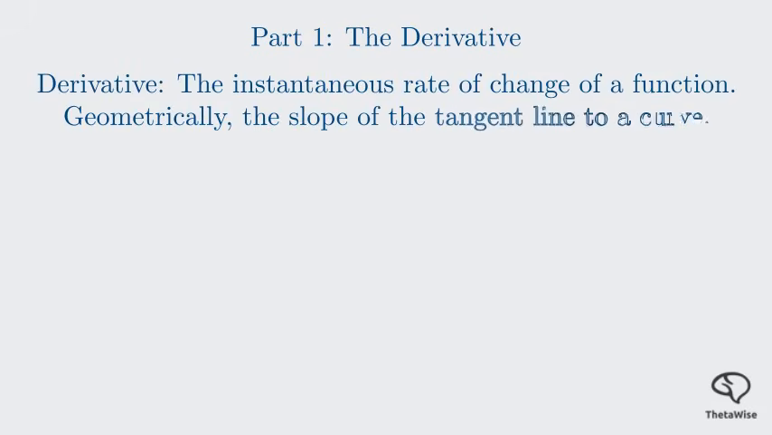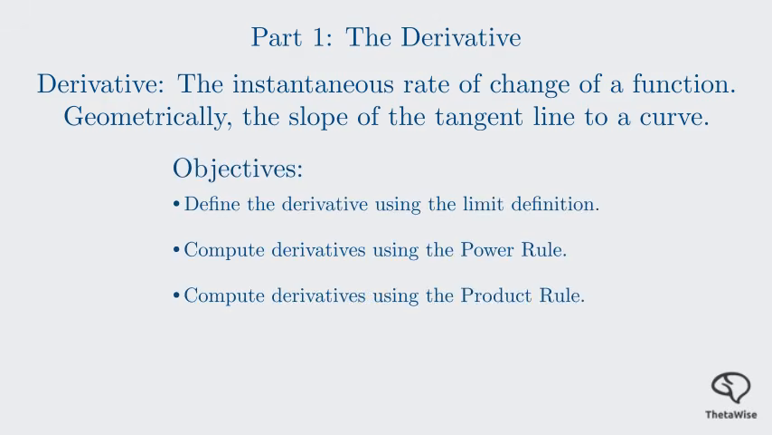First up, derivatives. At its heart, a derivative measures how a function is changing at any given point. Geometrically, you can think of it as the slope of the tangent line to a curve. Algebraically, it's the instantaneous rate of change. Our objectives for this part are to define the derivative using the limit definition, and then to efficiently solve for derivatives using power and product rules. So, by the end of this section, you will be able to define the derivative and compute derivatives of more complex functions. Let's start with the formal definition.